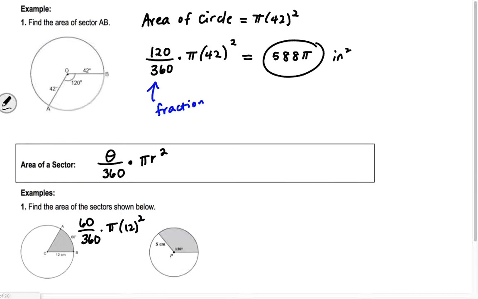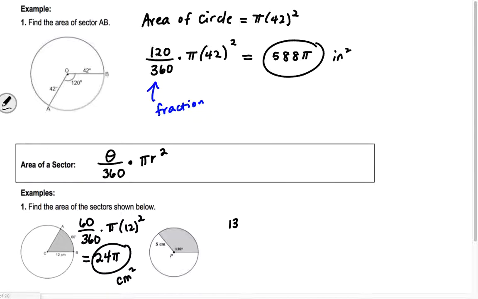So again, make your calculator do all the work. 12 squared is 144, times 60 over 360 is 1/6. 1/6 of 144 is 24. So we end up getting 24 pi. Units, centimeters squared. Does it make sense? Do you guys get it?